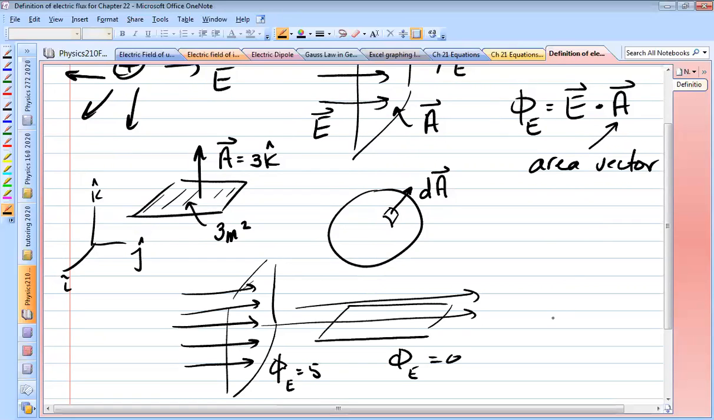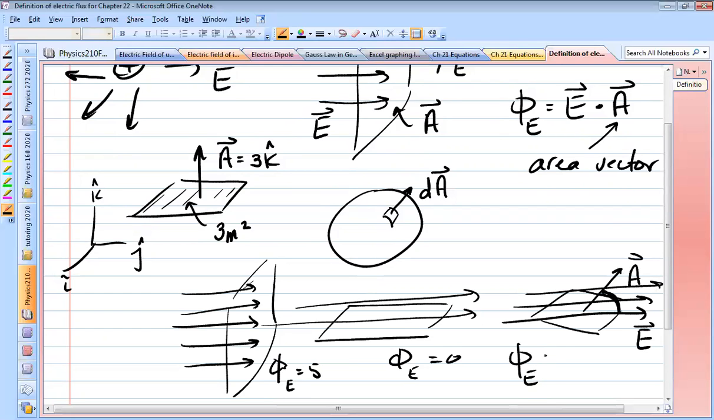And then at any given angle, say we put our surface, it's a little tricky to draw these surfaces, at some kind of angle like this, where the field is like this. It's this angle between A and E that goes into the definition for the dot product. So it's E dot A, and it depends on the cosine of the angle. Okay, so that's the definition of flux.